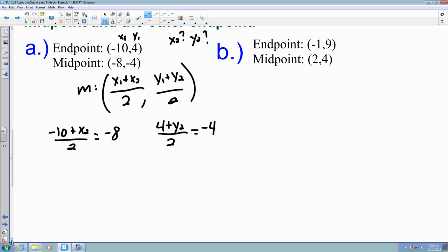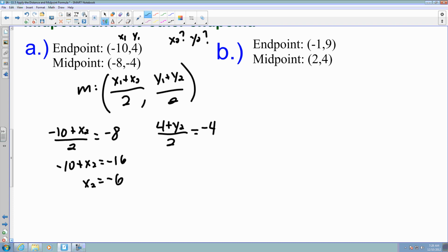So now all we're doing is solving for our x2 and our y2. Let's do the x2 first. First off, I'm going to multiply both sides by 2. That gives me negative 10 plus x2 equals negative 16. I'm going to add 10 to both sides. It gives me x2 equals negative 6.